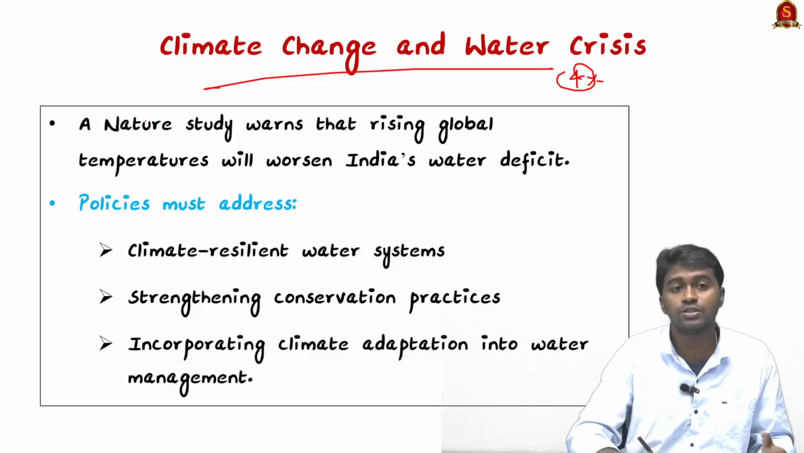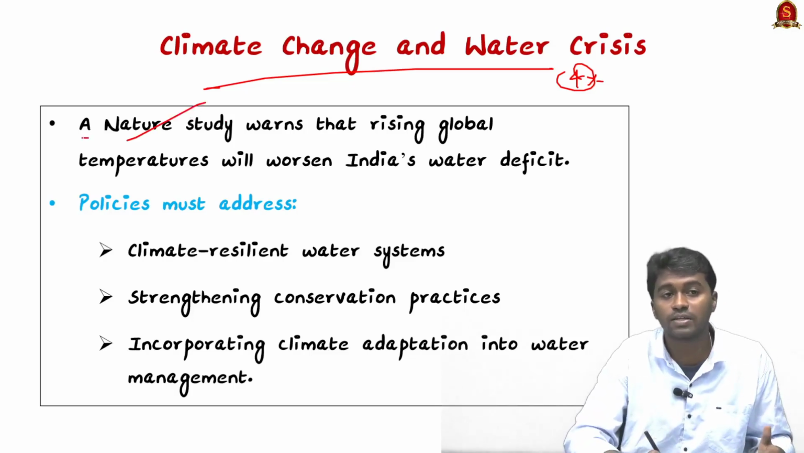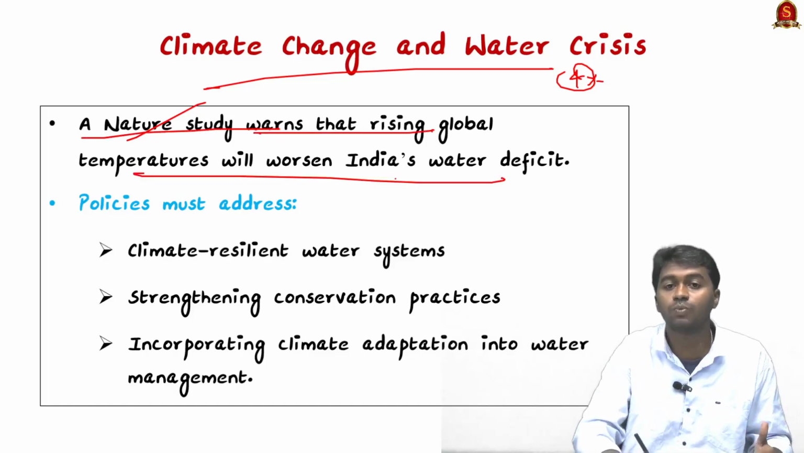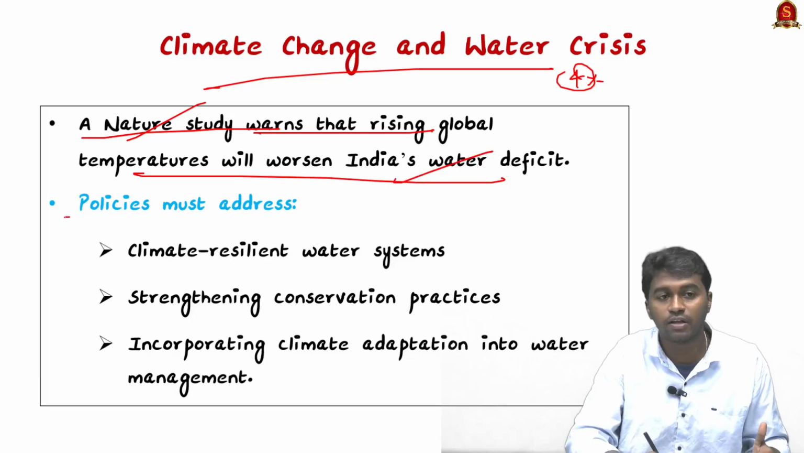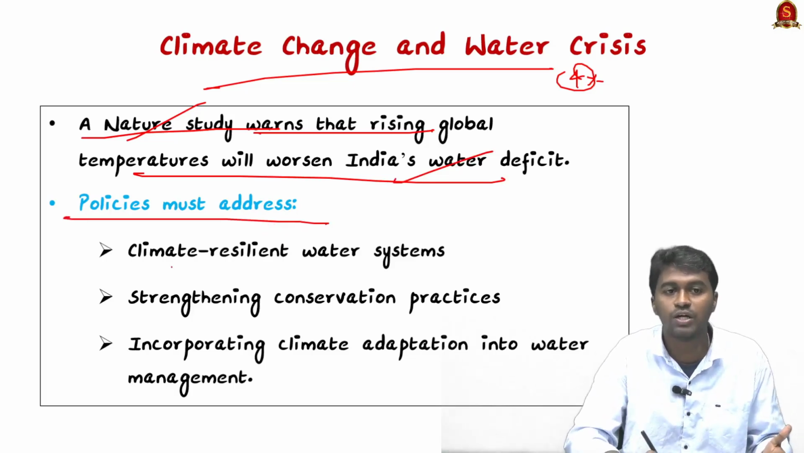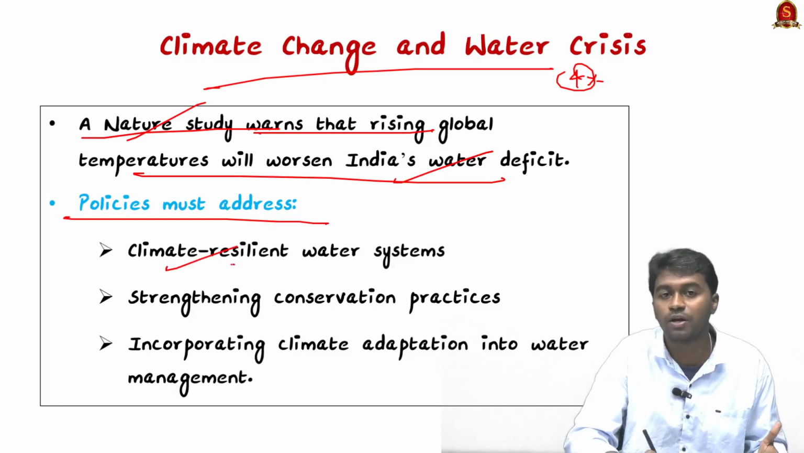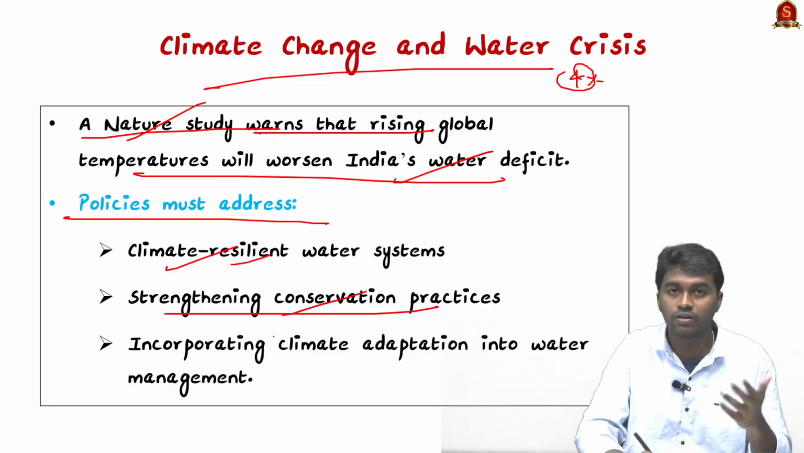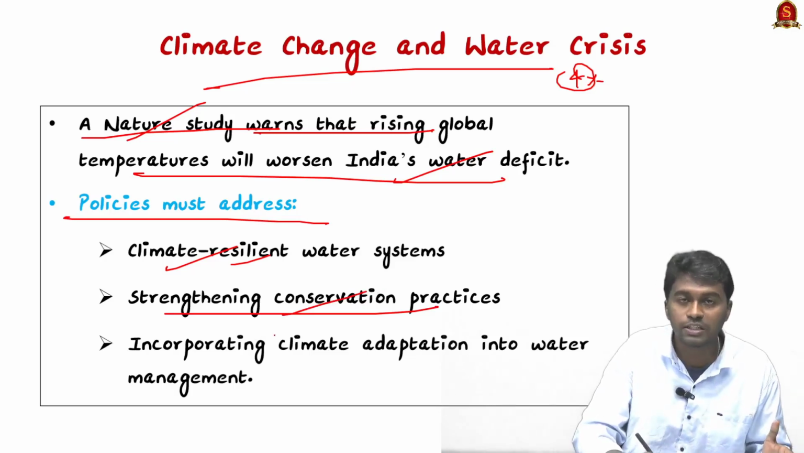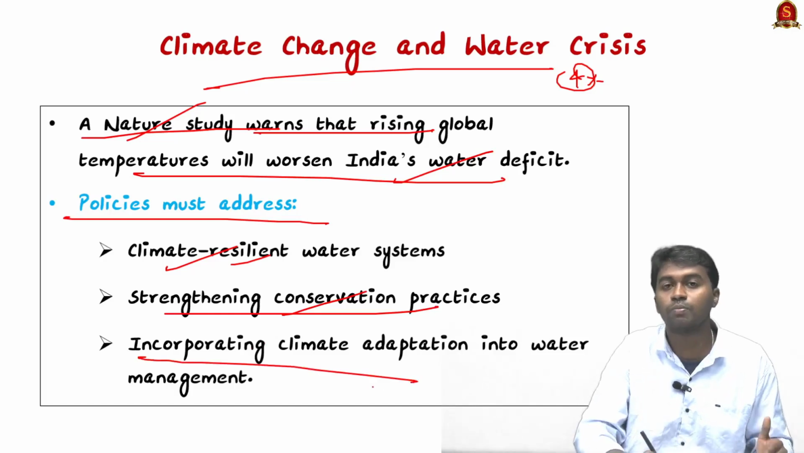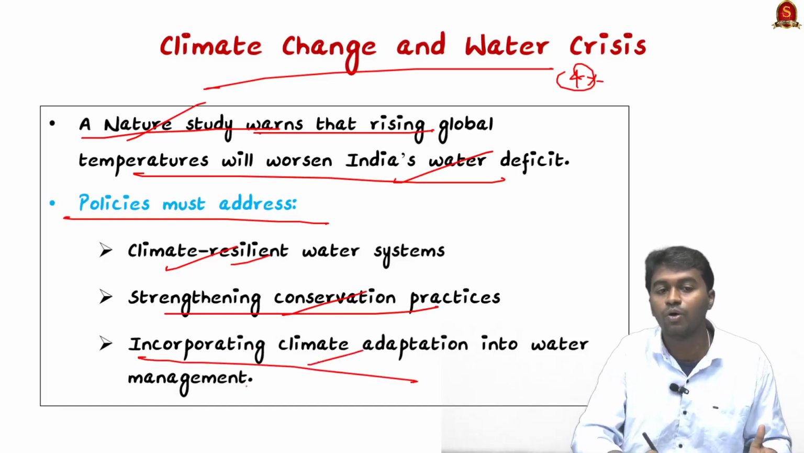And a study published in the magazine Nature warns that the rising global temperature will worsen India's water deficit. And therefore the policies we are framing from here onwards must address a climate-resilient water system that should strengthen water conservation practices with the combined knowledge of both indigenous people as well as modern technologies. And the next is it should incorporate climate adaptation into water management.